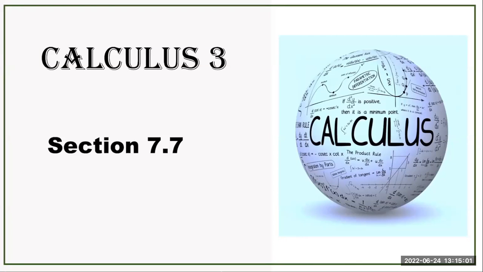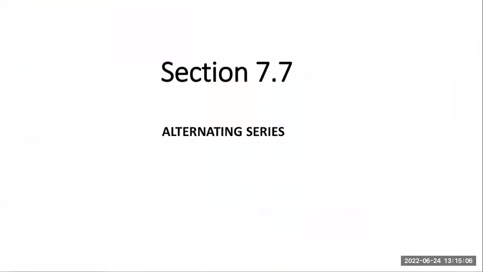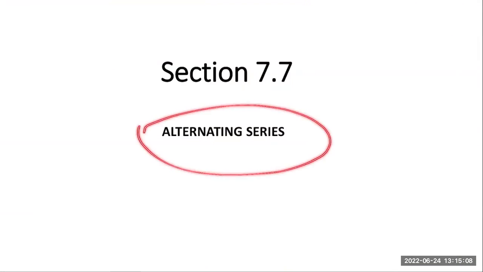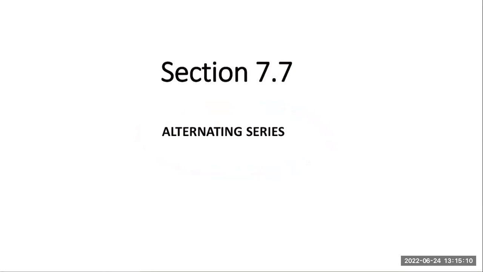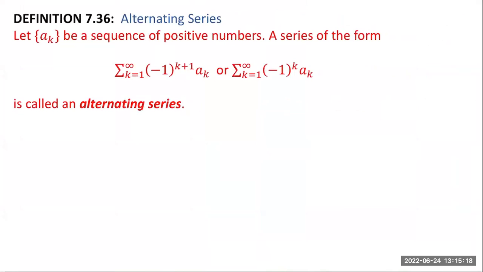All right, in this video, we will be going over section 7.7. Section 7.7 is about alternating series. Basically, we will be defining what we mean by an alternating series, and we will be going over some convergence properties of alternating series.